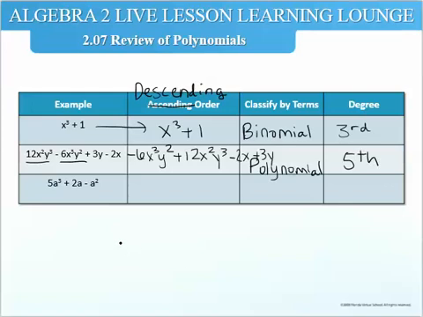Our final example is pretty close to descending order. We're going to start with our term 5a cubed, but the last two terms need to be switched. So we're going to put minus a squared and then plus 2a. This has 3 terms, so it is a trinomial, and the highest exponent is 3, so it is third degree.